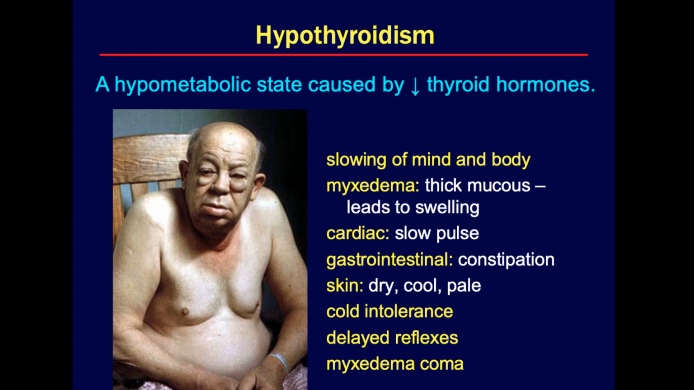Their pulse is very slow, sometimes in the 30s. They have constipation because their muscles just don't work and they don't have a lot of peristalsis going on. The skin is very dry. They look scaly, cool, and pale. They have cold intolerance, delayed reflexes, and if the hypothyroidism is bad enough, they can go into what we call a myxedema coma.